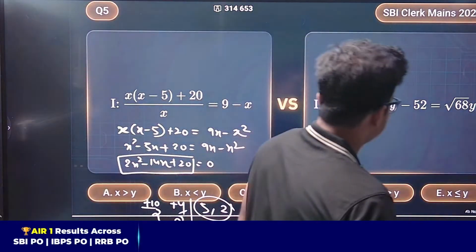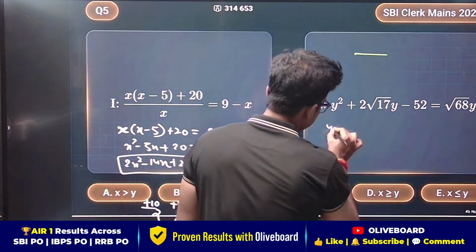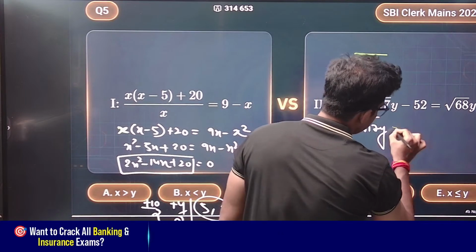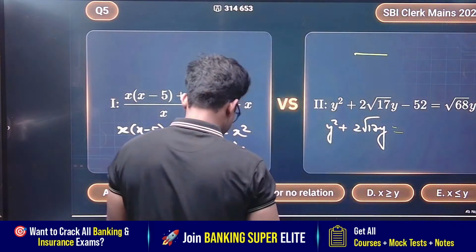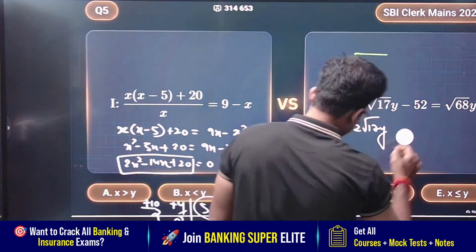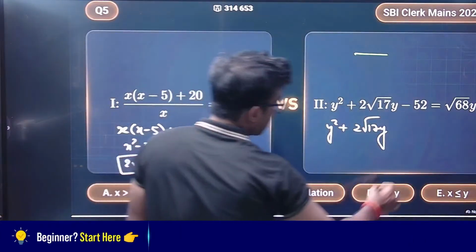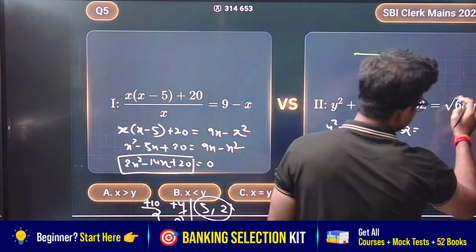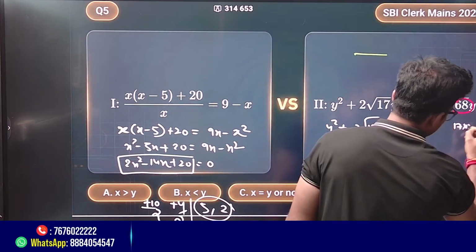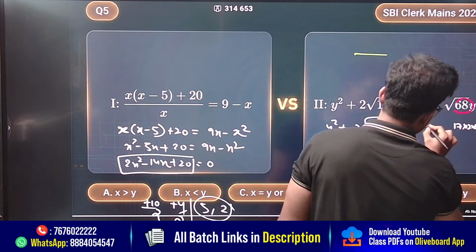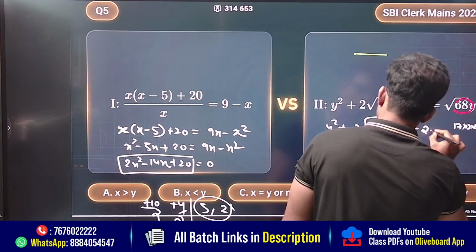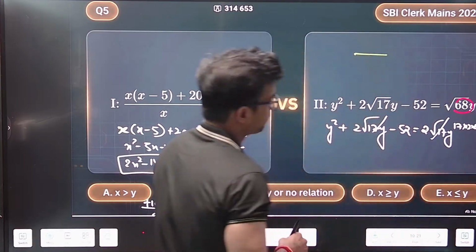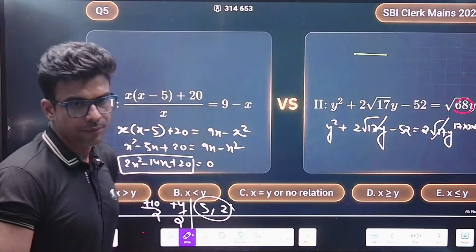Let's come here. Now see, this is y square plus 2 root 17y minus 2 root 17y minus 52 is equal to, this is under root 17 into 2 into 2. So this would be again 2 root 17y. This will be cancelled out. Correct? Makes sense?